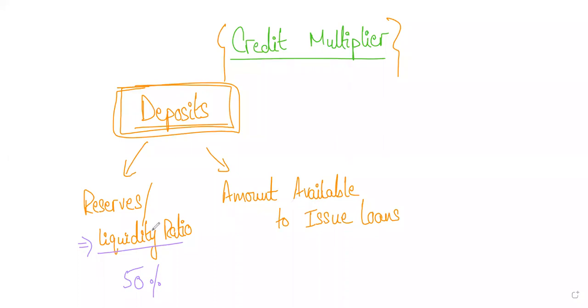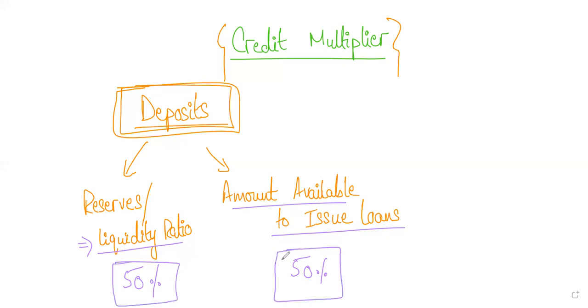Now have a look at this, students. Let's say liquidity ratio is 50%. So how much would be the amount available to issue loans? Liquidity ratio is always in percentage because that makes life easier. Obviously the remaining 50%. It's as simple as that. If liquidity ratio were 10%, the remaining amount available to issue loans would be 90%, so 100 minus that amount. So 50% is liquidity ratio, which is the amount that banks cannot use to issue loans, and 50% is the amount available to issue loans. Easy? Are we good on this?